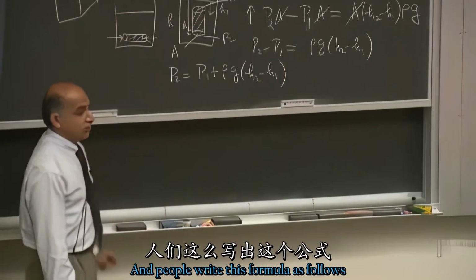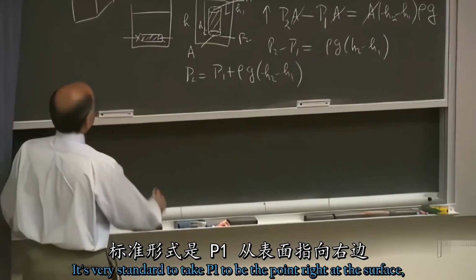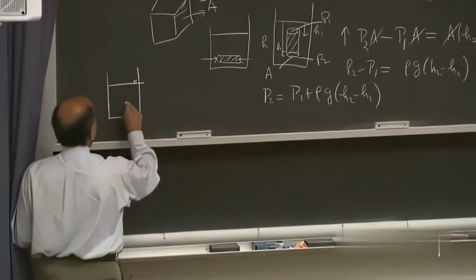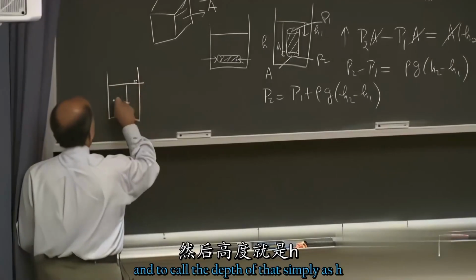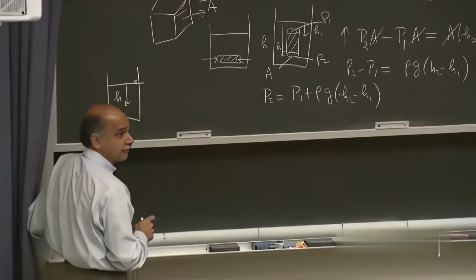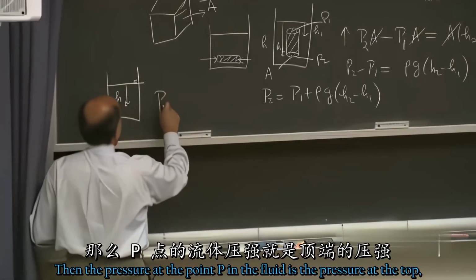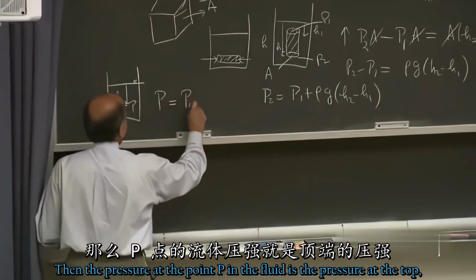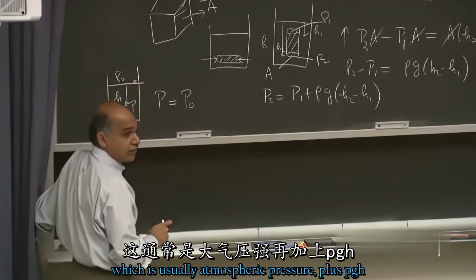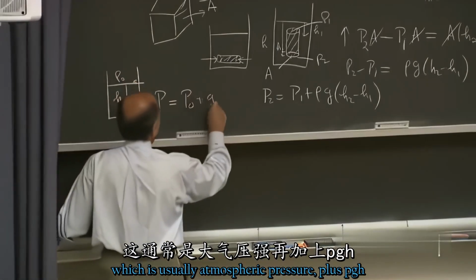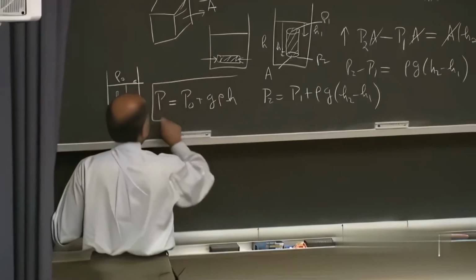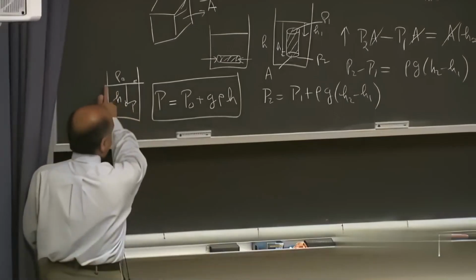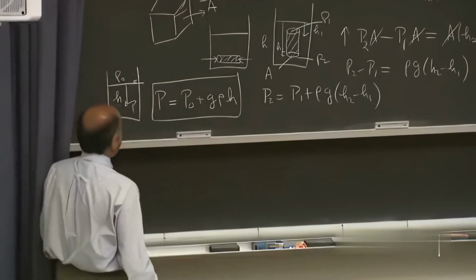And people write this formula as follows. It's very standard to take P1 to be the point right at the surface, and P2 to be any point inside, and to call the depth of that simply h. Then the pressure at the point P in the fluid is the pressure at the top, which is usually atmospheric pressure, plus rho g h. So I don't have an h1 and an h2, because h1 I've chosen to be 0, and h2 I'm simply calling h.